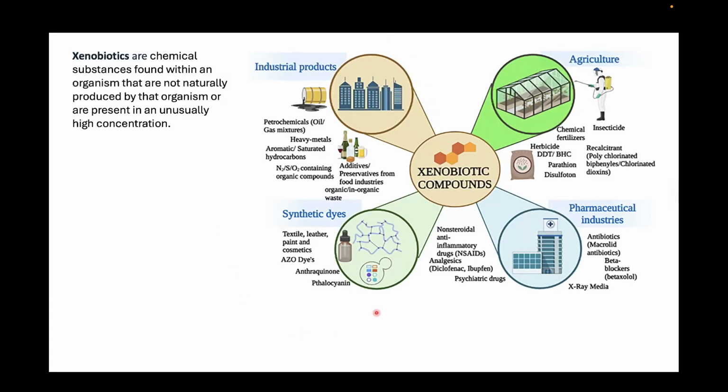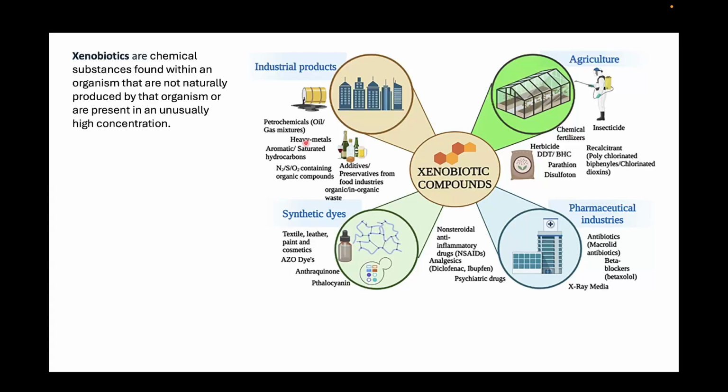So what is a xenobiotic? Xenobiotics are chemical substances found within an organism that are not naturally produced by that organism or are present in an unusually high concentration. So these are xenobiotics found inside an organism but not naturally produced by the same organism. There are many examples of xenobiotic compounds like industrial products, petrochemicals, oil gas mixtures. These are all chemicals which can be found in organisms.